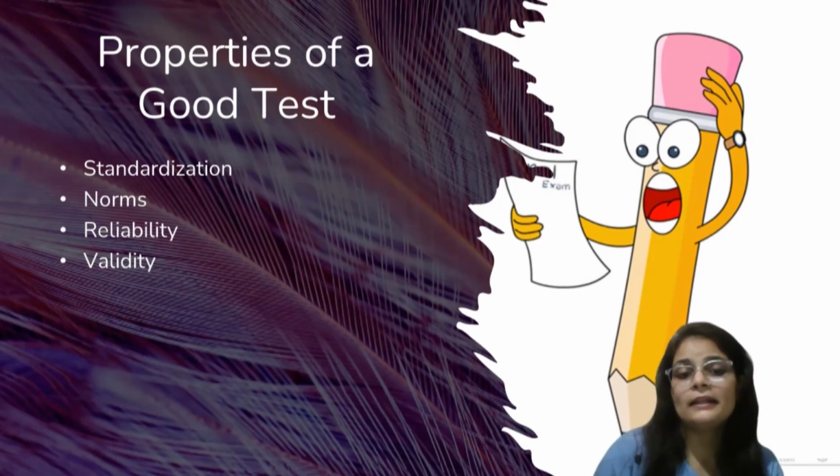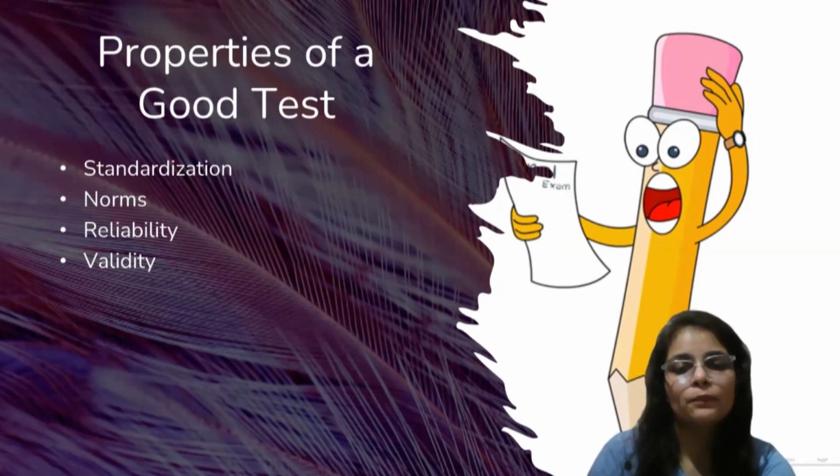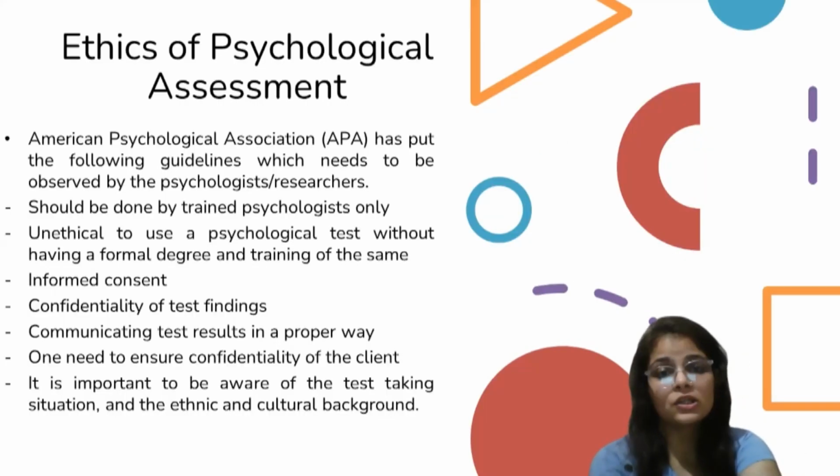Validity. Validity refers to how well a test measures what it intends to measure. Validity ensures that an intelligence test is measuring only intelligence and not other components. I hope you are clear with the properties. What are the properties of a good test? Moving ahead are the ethics of psychological assessments.